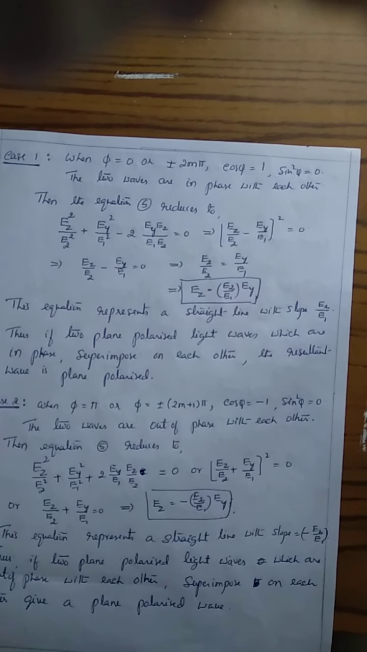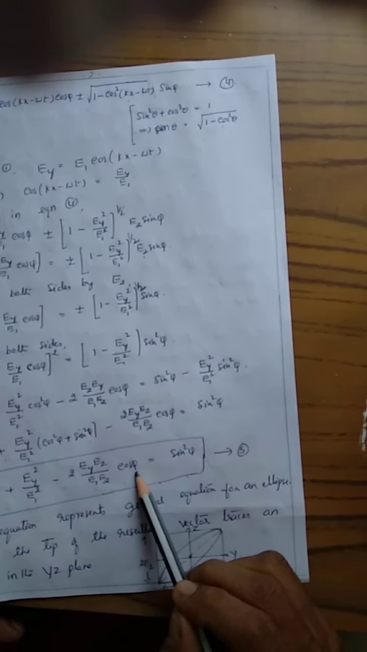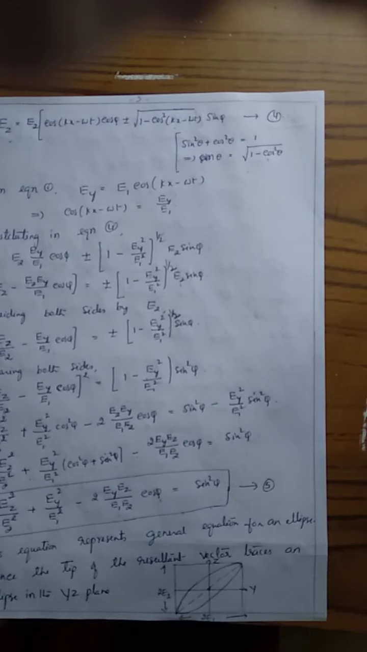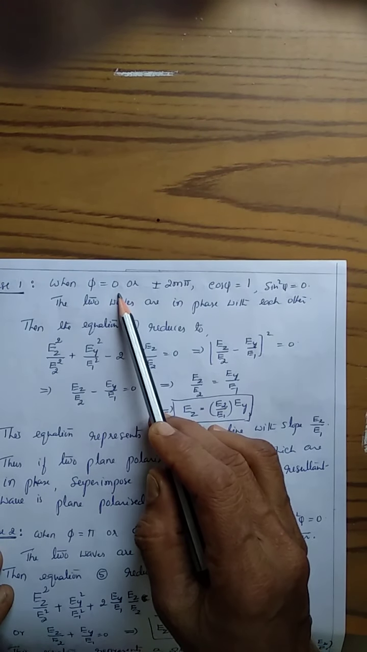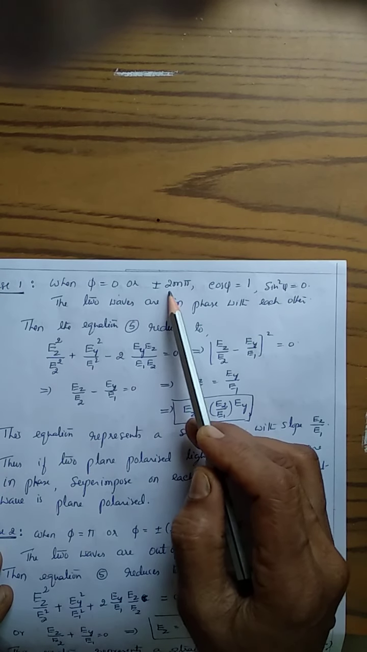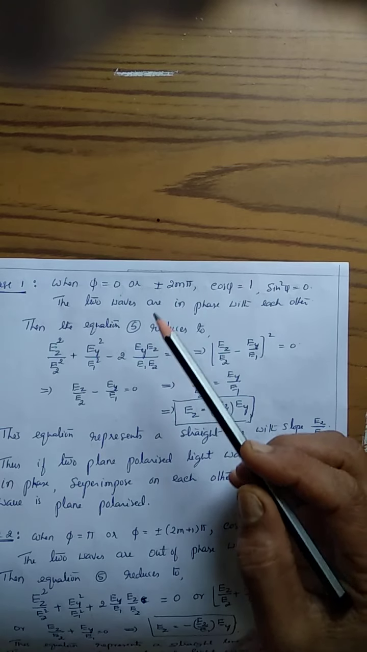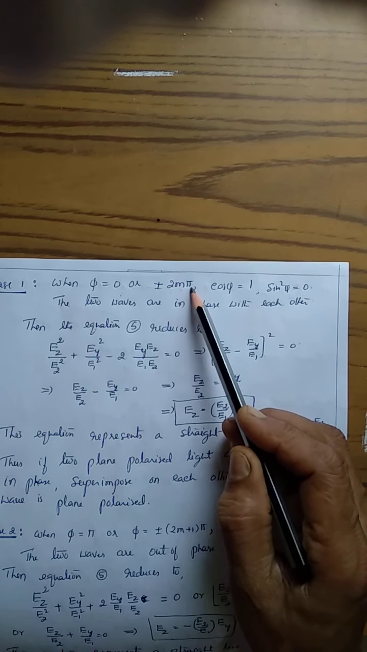Now let us discuss the different cases. Different cases means the values of phi. So here phi is the variable. Depending on the values of phi, this equation reduces to different forms. Those are the different cases. The first case: suppose phi is 0 or plus or minus 2m pi, that is, plus or minus an even integral multiple of pi.